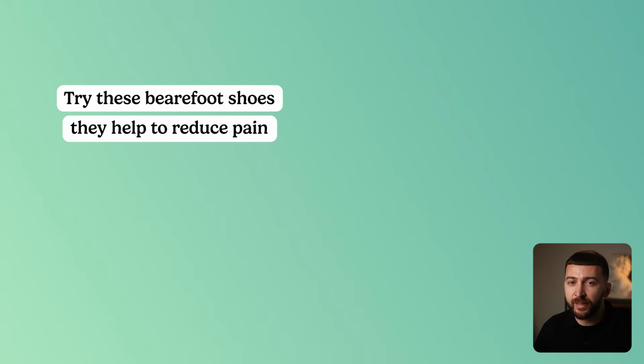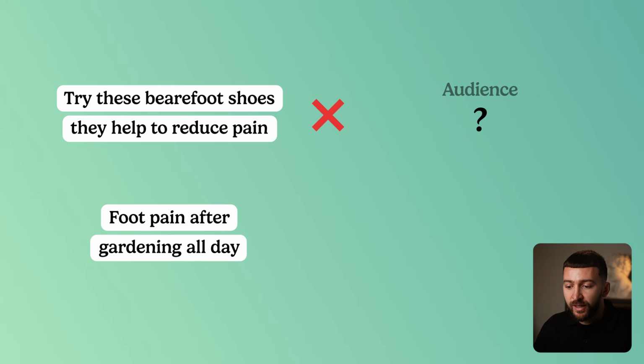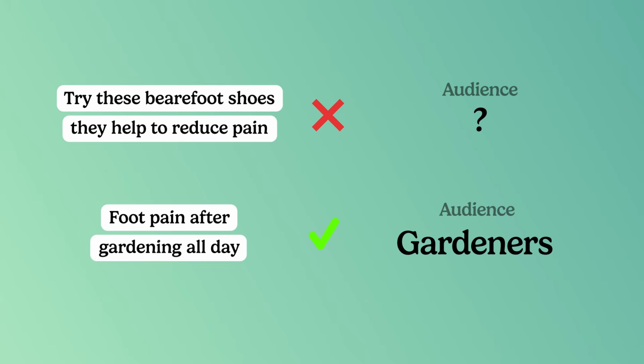Now, why does this matter the most as a Shopify store owner or a Shopify dropshipper? Well, if you're creating generic ads for your product, Meta has no clear signal for who should see the ad. You're creating ads for barefoot shoes, and all you say is, try these barefoot shoes, they help to reduce pain. Meta doesn't know who to show the ads to, right? So who's the ad for? There's no specific type of audience that ad is for. But if the ad says foot pain after gardening all day, Meta knows that the ad is for a gardening audience. It's going to be for an older demographic. It's going to be for outdoor interests. So the Meta algorithm can match the ad to the right buyers, right? And if you show your ad to the right audience, you have a higher chance of making sales.